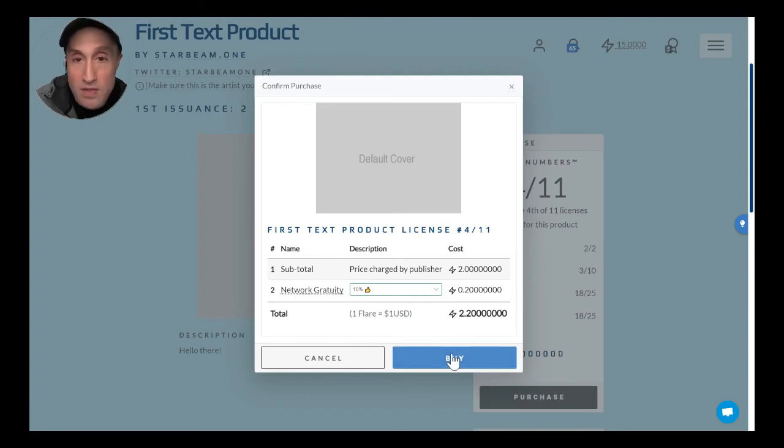Hopefully that makes sense. This is going to be 10%. 10% of $2, or 2 flares, is 0.2, and that's going to be 2.2. Getting used to the terminology, getting it out of my head.